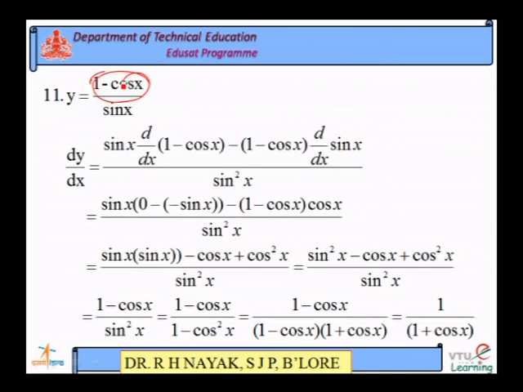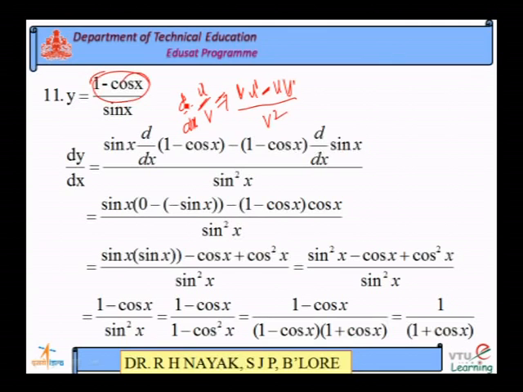What does the quotient rule say? The derivative of u by v is v into d by dx of u, that is u dash, minus u into d by dx of v, divided by v square. This is d by dx.